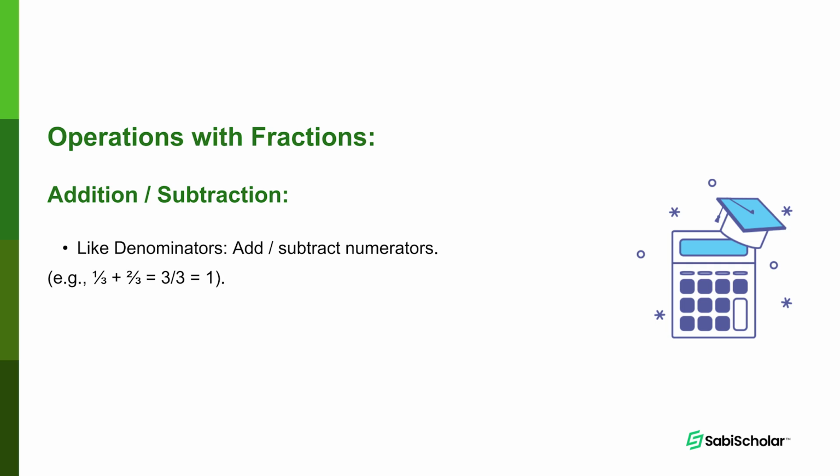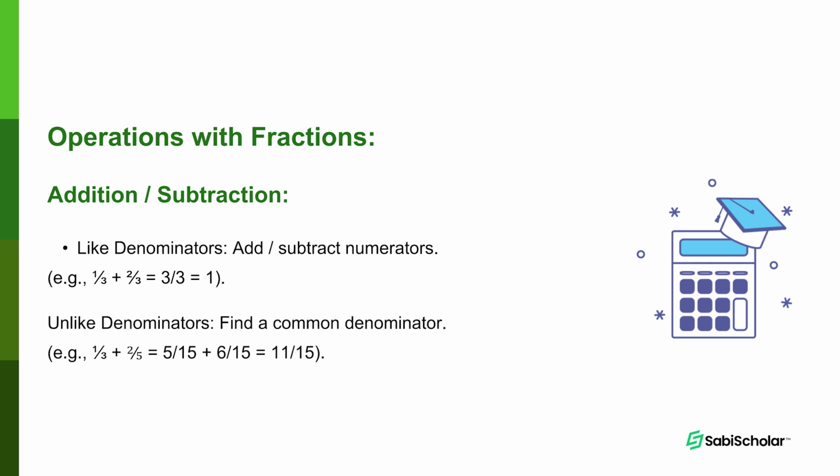For example, if you are trying to add 1 over 3 plus 2 over 3, you see that they are like fractions because they have the same denominator. So you just add the numerators. 1 plus 2, that will be 3 over 3. And 3 divided by 3 is 1.